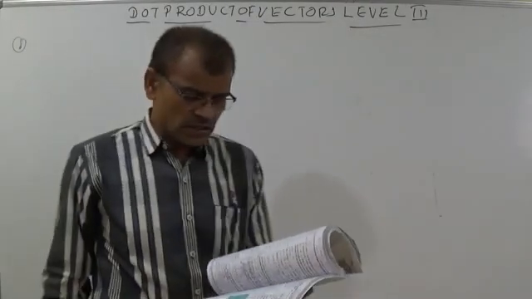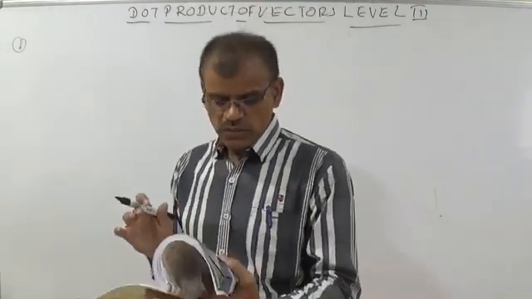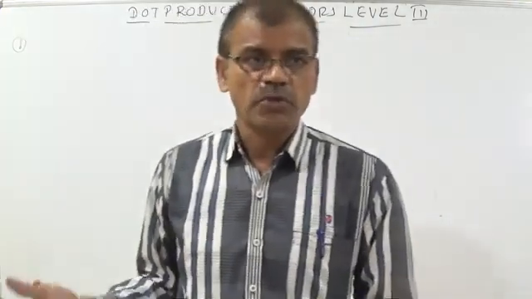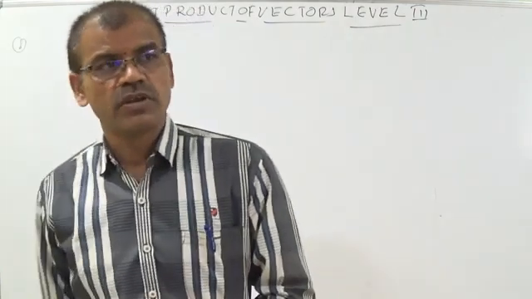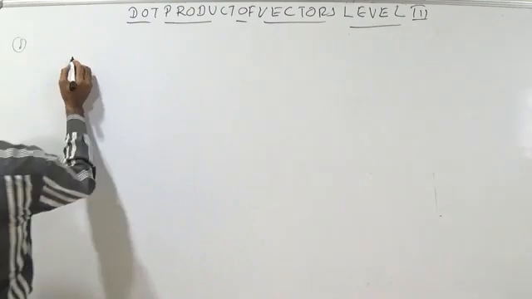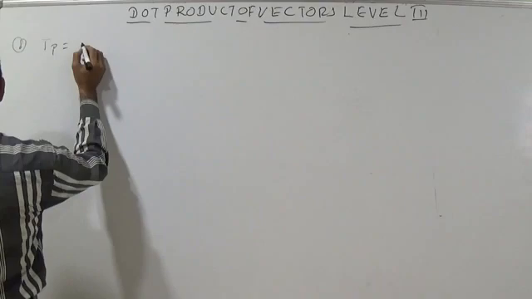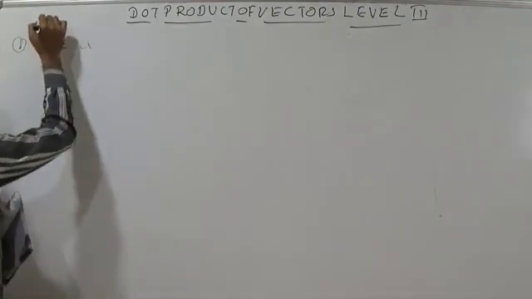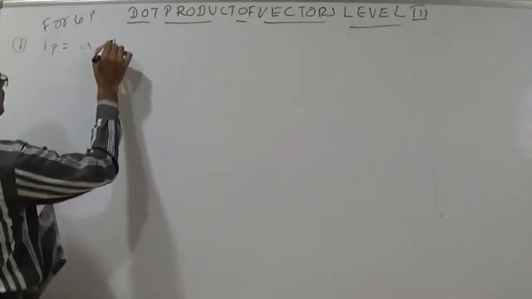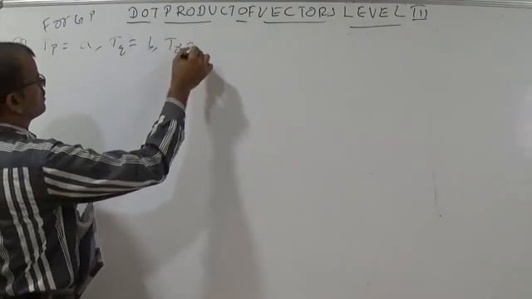The pth, qth, rth terms of a GP are the positive numbers A, B, C. The angle between the vectors log A cube i plus log B cube j plus log C cube k and q minus r into i plus r minus p into j plus p minus q into k is given. You should calculate the angle between them. For the GP, Tp, the pth term, is given as A, the qth term as B, and the rth term as C.